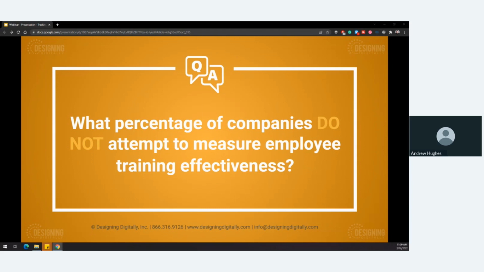So one of the things I want to ask you, let's have a little poll question. This isn't based off of what you know, this is just what you think. What do you think the percentage of companies that do not attempt to measure employees' training effectiveness? What percentage of companies all over the world do you think are not even attempting to measure any employee training effectiveness?